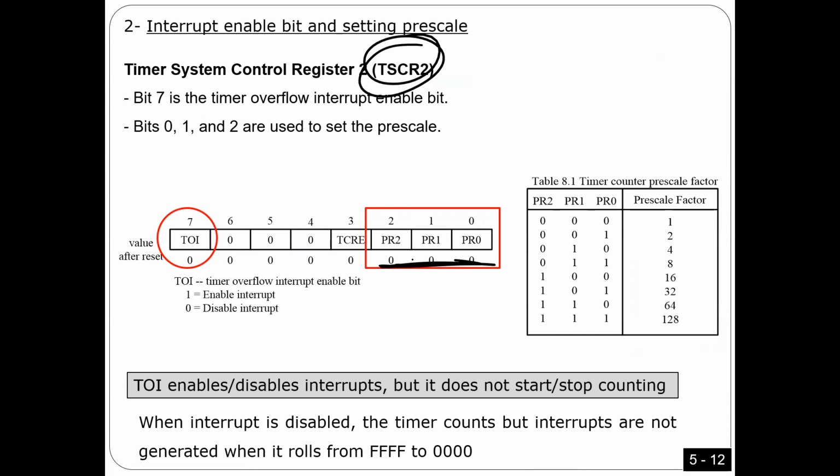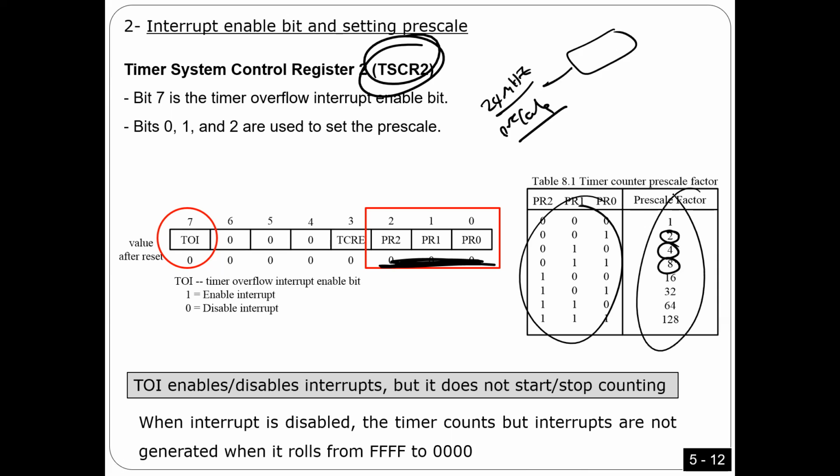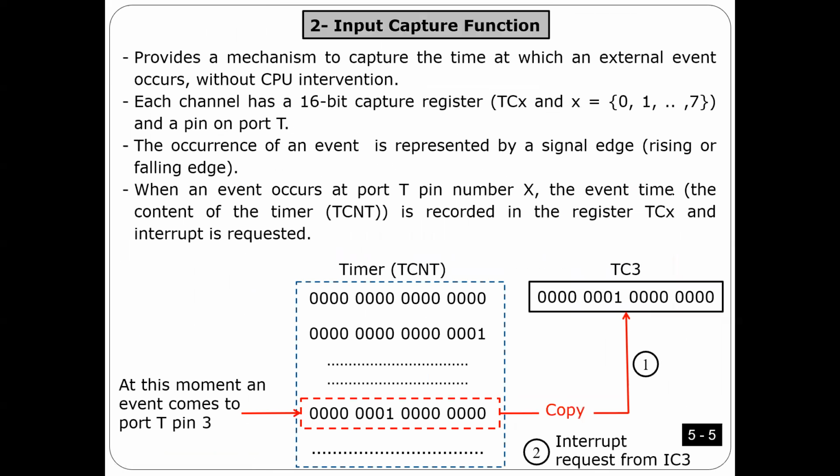I'm going to use these 3 bits for prescale. Very easy. Look at this table, guys. If I put 0, 0, 0 here, that means the prescale is 1. So the frequency of the timer is 24 megahertz divided by prescale. Very, very easy. You can have 2, 4, 8. Based on the value you put here, this is the prescale I'm going to get. Any questions? This is the first thing you have to do for configuration.